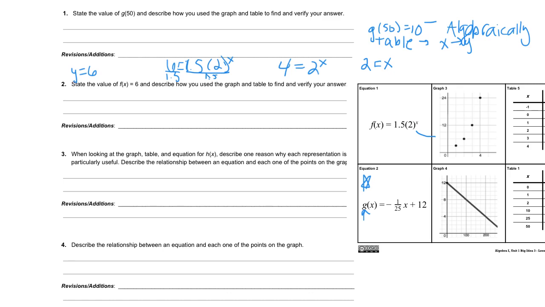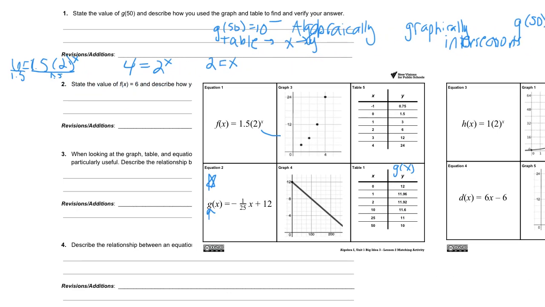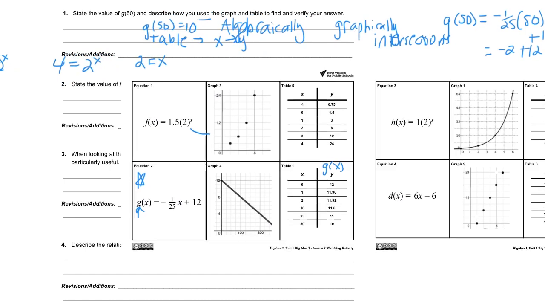So just like we did above with g of 50, on the f function, I can look at my table of values and see that when y is 6, x is 2. I apologize, this is really funky how this moves around. So on g, we had x is 50, y is 10. For f, when y is 6, x is 2. It works both directions.